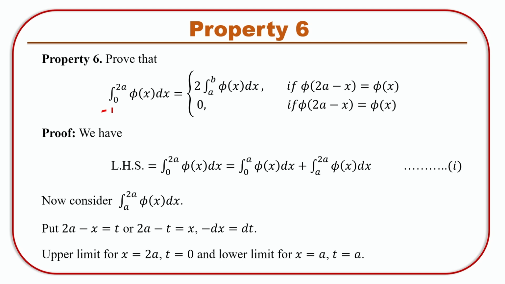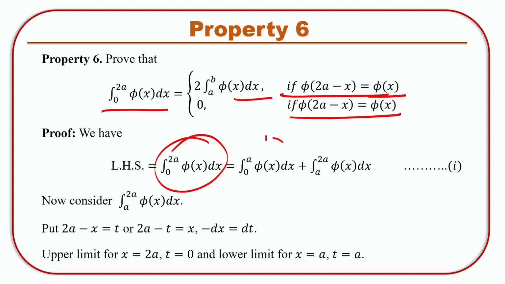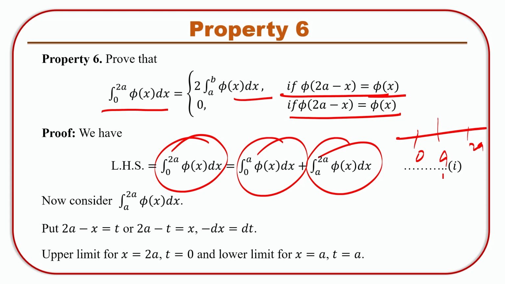And property 6 is also given. Integral from 0 to 2a of phi x dx can be written as 2 times the integral from 0 to a of phi x dx when phi(2a minus x) equals phi x. And this is equal to 0 if phi(2a minus x) equals minus phi x. So on the left hand side we are given 0 to 2a. This can be written as 0 to a and a to 2a, right? Now consider 2a minus x is equal to t, so this will give you minus dx equal to dt, and as x equals 2a, t becomes 0, and x equals a, t becomes a.